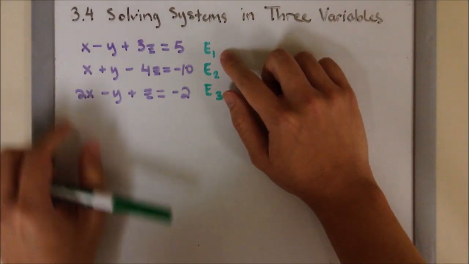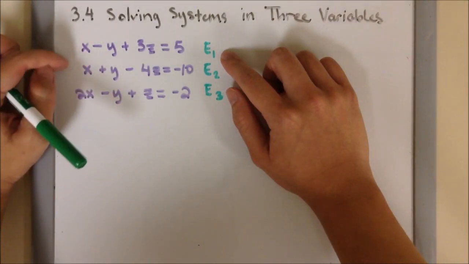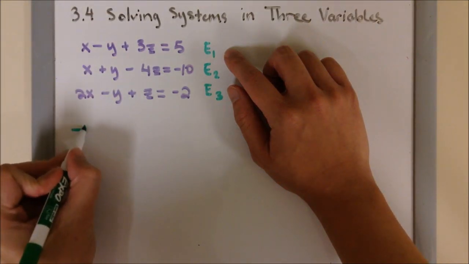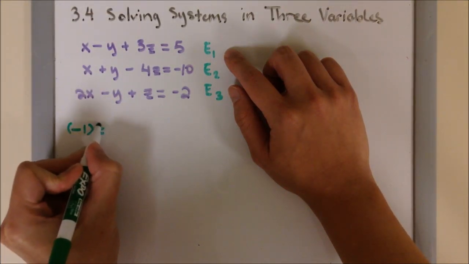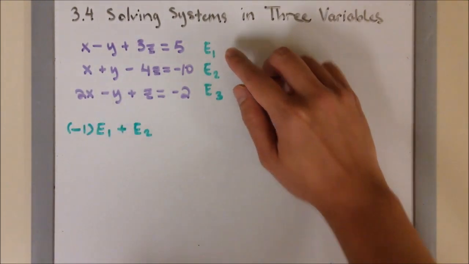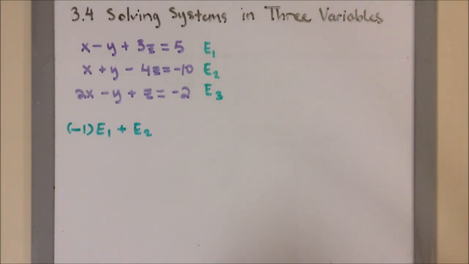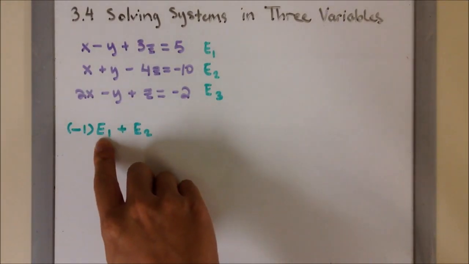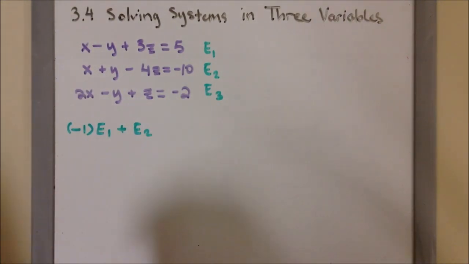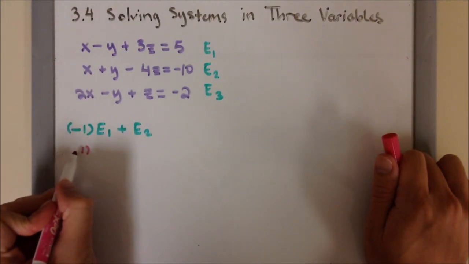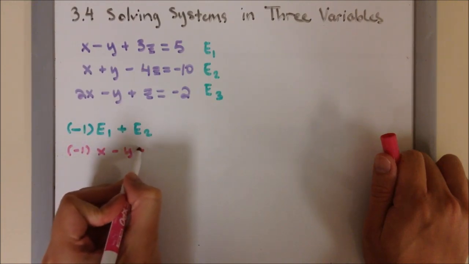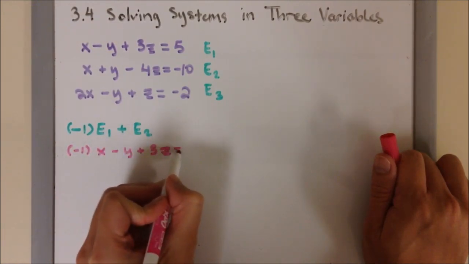Since I want these x's to cancel out, I'm going to multiply equation 1 by -1 and then combine it with equation 2. So again, all I'm doing is multiplying equation 1 by -1 and then combining it with equation 2. So I'm writing that I'm multiplying -1 by equation 1, which is x minus y plus 3z equals 5.